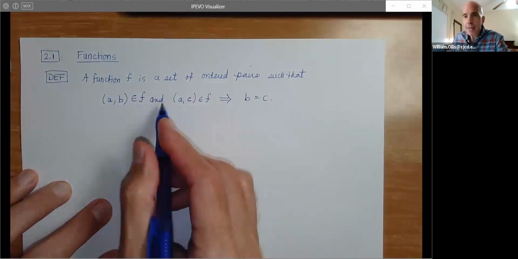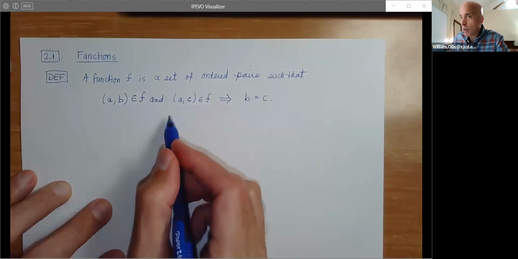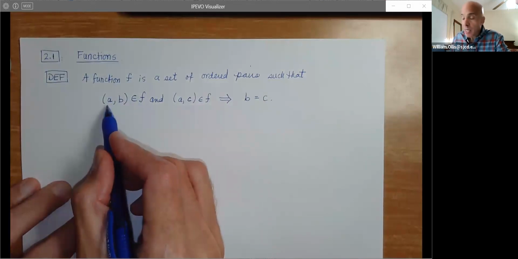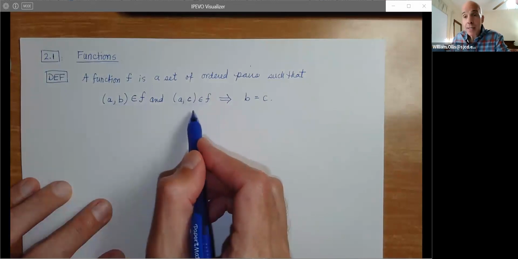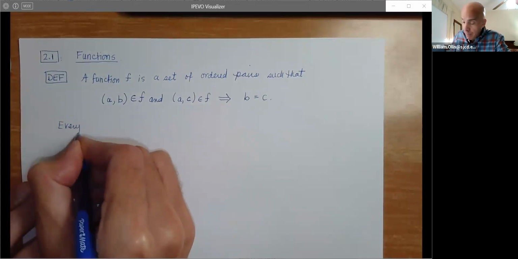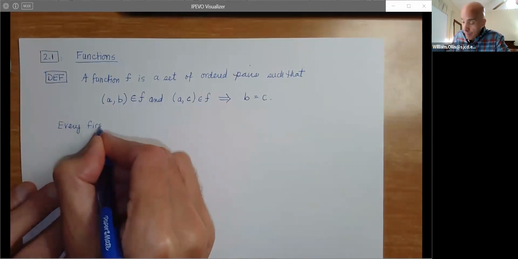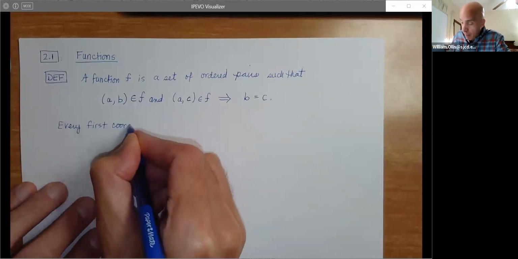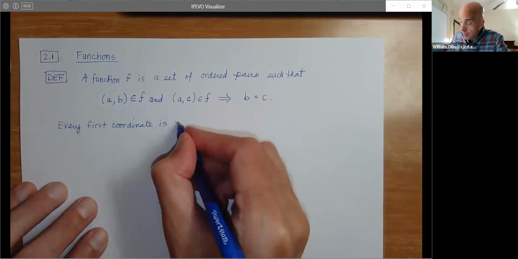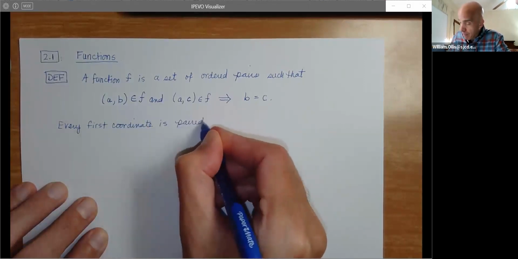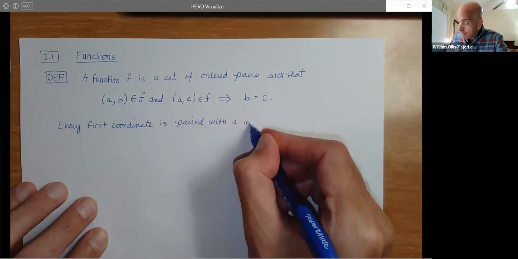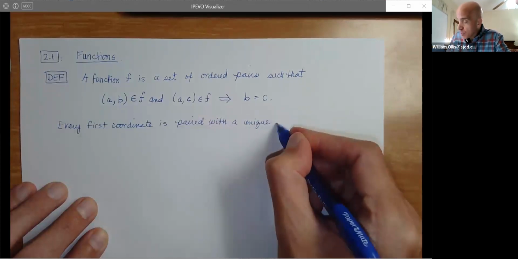And what this is saying is basically what you did in Algebra 1 and college algebra. Every first coordinate is paired with a unique second coordinate. So this just means every first coordinate is paired with a unique second coordinate.